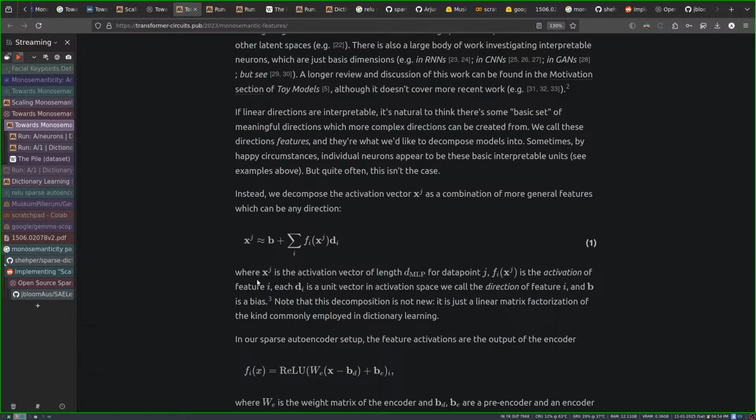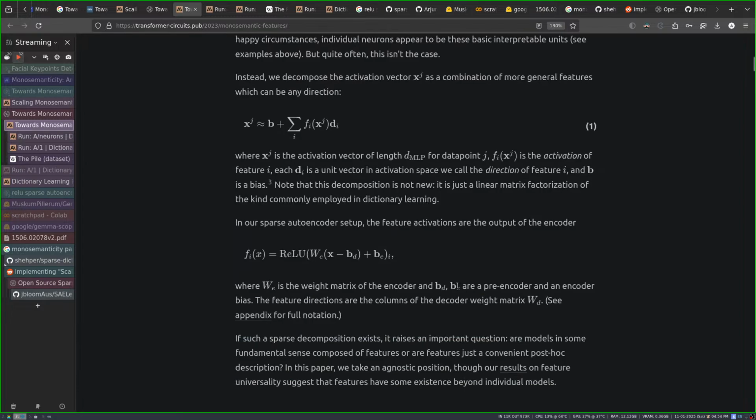In our sparse autoencoder setup, the feature activations are the output of the encoder. So what is this Wx plus b? W is the weight matrix, and b_pre and b_enc are the pre-encoder and encoder biases. We take the feature directions to be the columns of the decoder weight matrix.